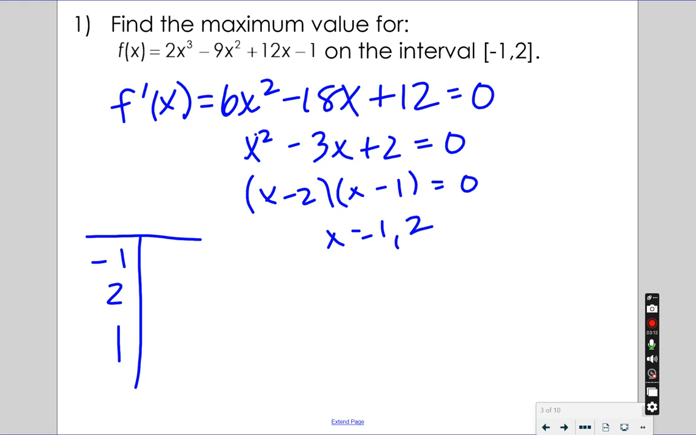So these 3 values we need to plug in where? To the original function. See what the y values are. When we find the highest one, that will be our maximum value. All right, so plug in -1 and tell me what you get. What? -24. All right, what do you get when you plug in 2? I think it's 3. And what do we get when we plug in 1?